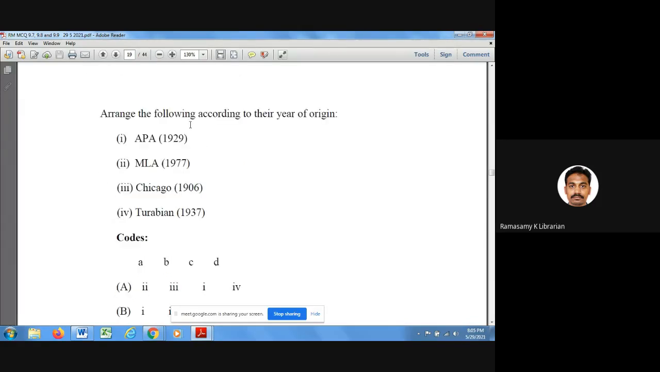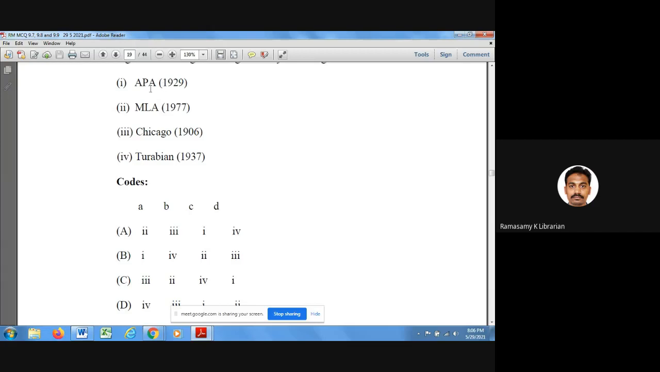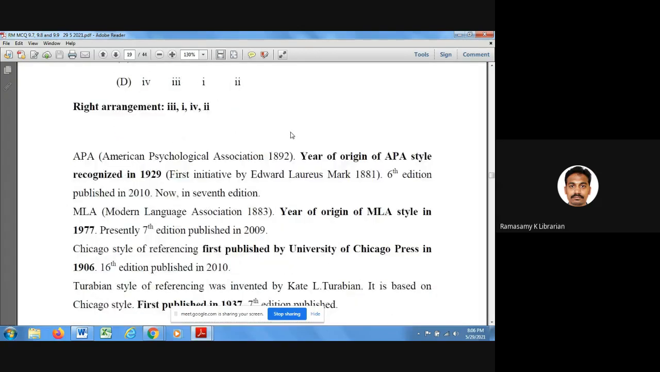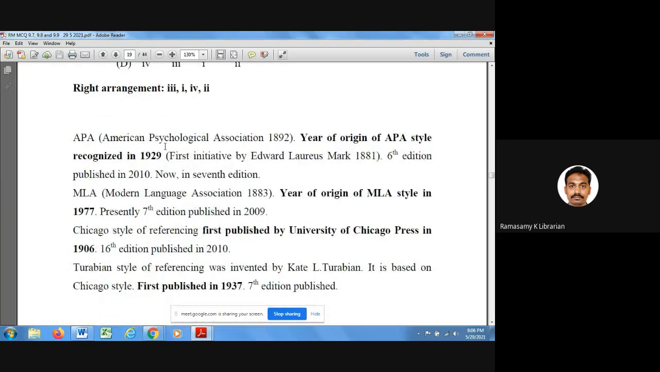Okay. Arrange the following according to their year of origin. APA, American Psychological Association, 1929. MLA, 1977. Chicago, 1906. And Turabian, 1937. This is a year of establishment. See, APA, it was started in 1929. In fact, 6th edition was published in 2010. Now we are having 7th edition. It's a very wonderful book, 7th edition.